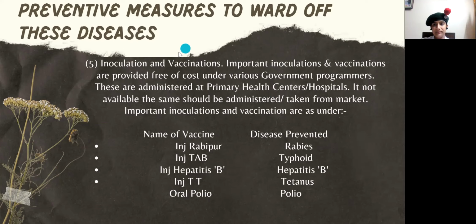Name of vaccine is Rabipur vaccine, which is to prevent rabies. Then TAB vaccine is for typhoid, hepatitis B for hepatitis B, TT for tetanus, oral polio for polio, right? So these are some examples of vaccinations, right?